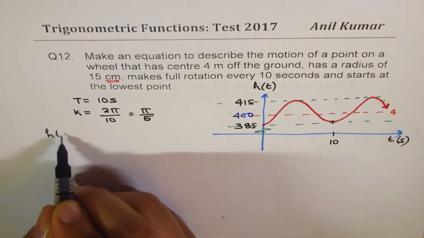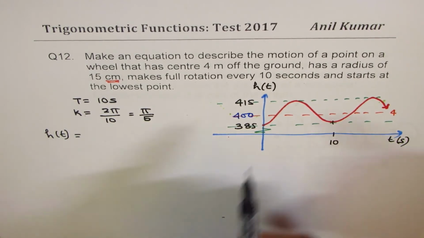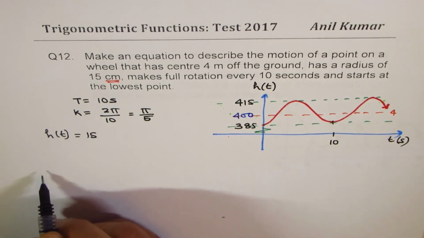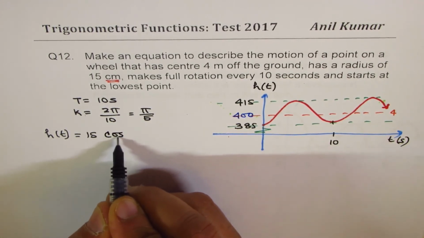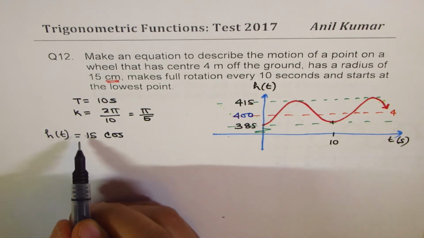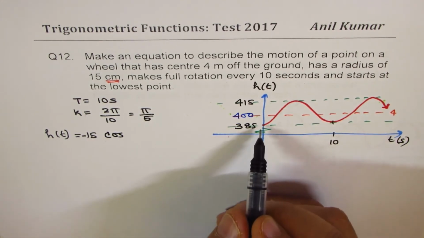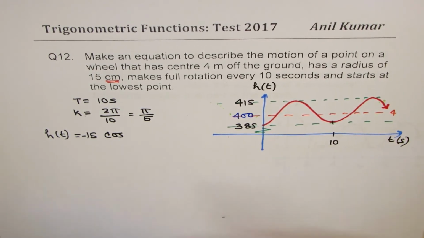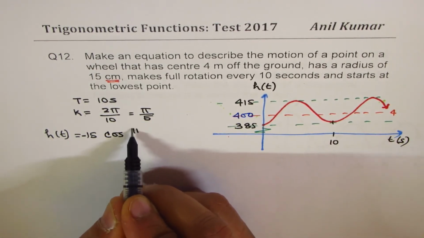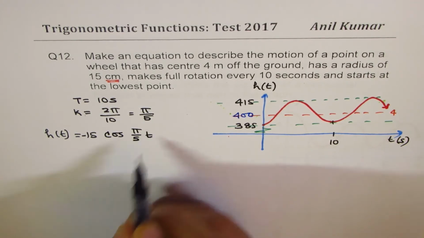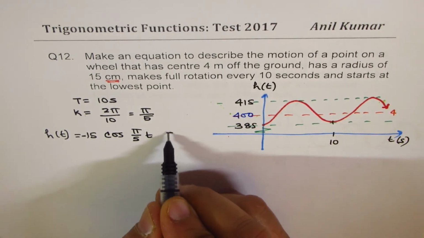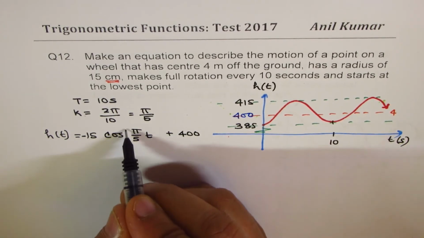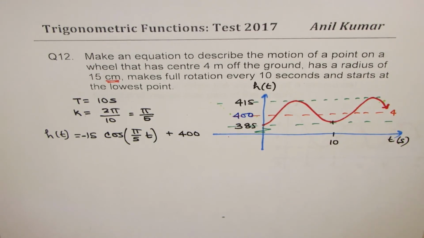So we can say height above the ground is equal to, the amplitude is equal to the radius, which is 15 centimeters. So we'll write 15 cos of, now since it is starting with the negative, I will write negative here, right? So minimum, minus 15 cos. So we have taken care of phase shift. k is pi by 5, so we get pi by 5 t, and the axis is 400, so we can write this as 400. So that becomes your equation, right? So I hope that is absolutely clear.